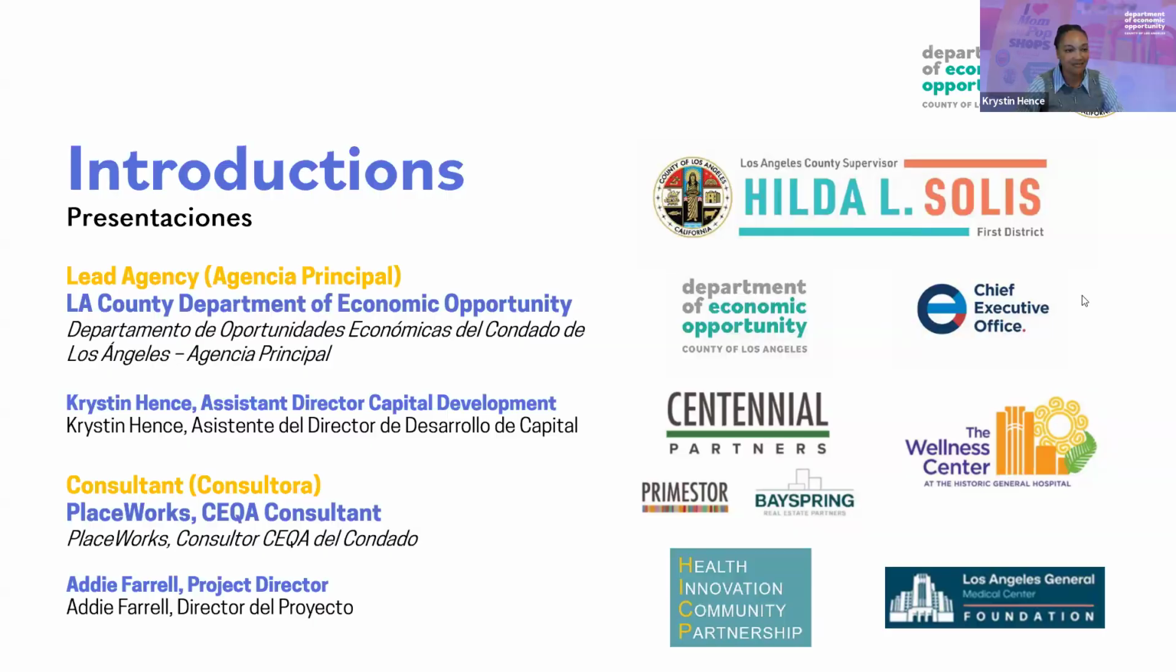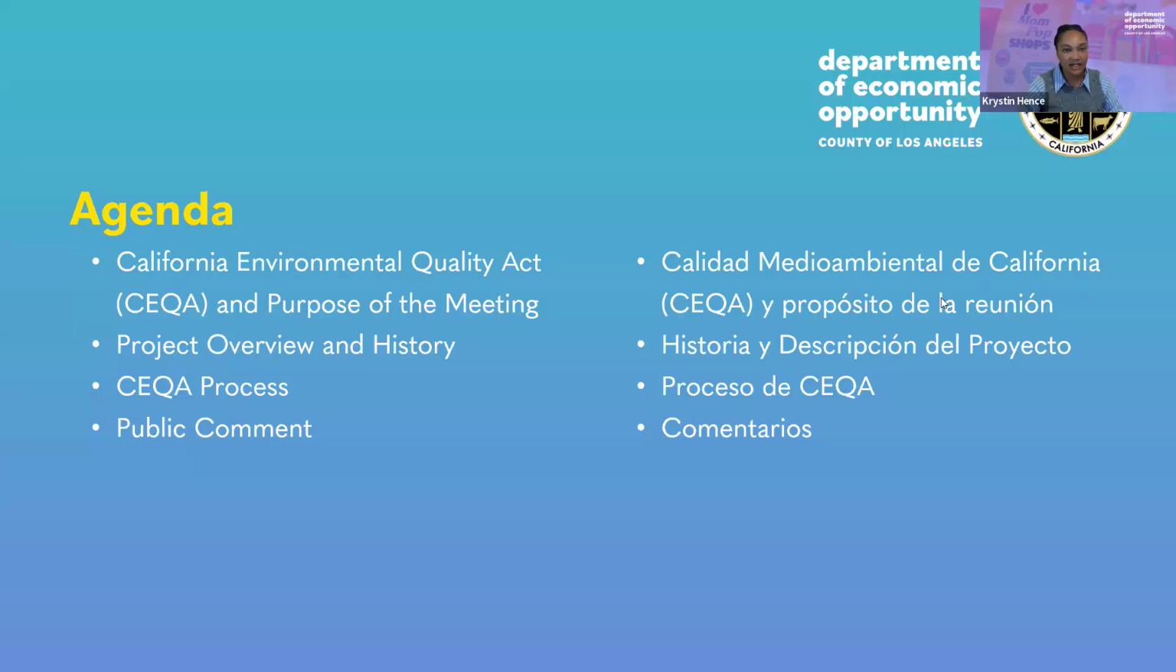So today's meeting, as we mentioned, is a public scoping meeting for the subsequent EIR. We will be focused specifically on the EIR, but we'll talk through some history of the project. Our agenda today will look at the California Environmental Quality Act, or CEQA for short, and the purpose of the meeting, the project overview and history, the CEQA process as it will unfold over the next several months or year, and then open up for public comment.